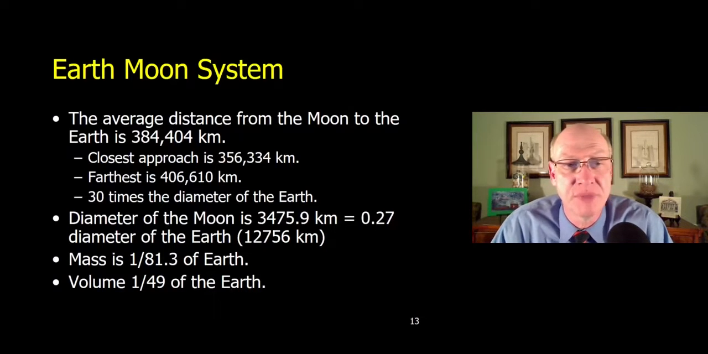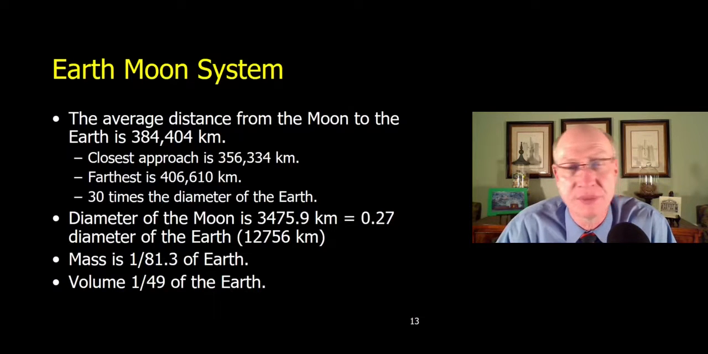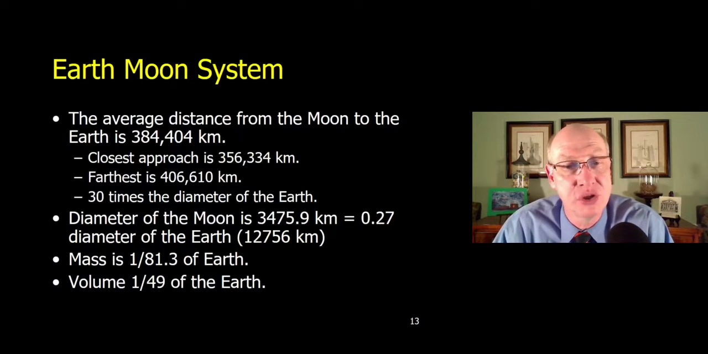The average distance from the moon to the Earth is 384,400 kilometers. However, the moon's orbit around the Earth is elliptical, and sometimes it's a little closer than average, sometimes it's a little farther than average. Its closest approach is 356,000 kilometers. Its farthest distance is 406,000 kilometers.